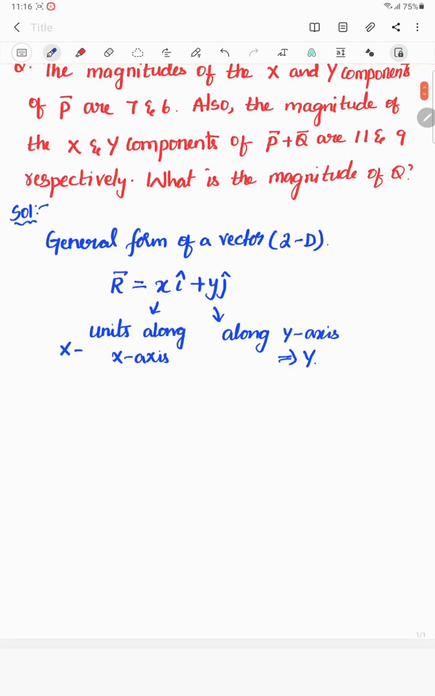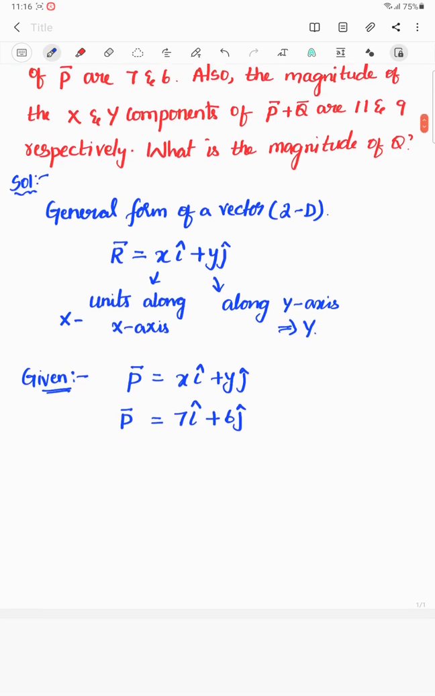So indirectly, they have given the x and y components of the vector p bar. Let me write p bar is equal to x i cap plus y j cap, where the x component is 7, so this is 7 i cap, and the y component is 6, so this is 6 j cap. Thus we have got p bar like this, and then he has given the x and y components of p bar plus q bar also.